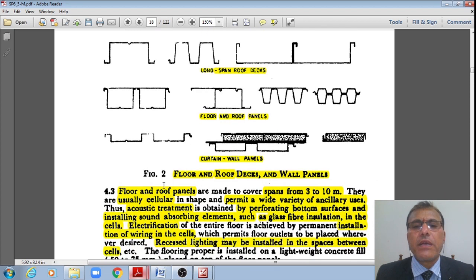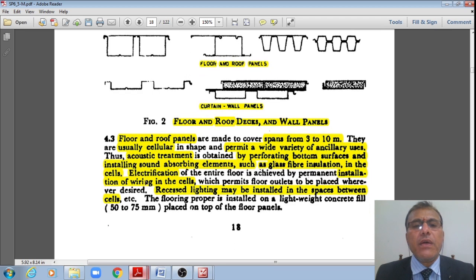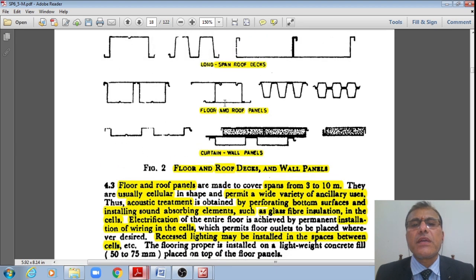Just now we have seen curtain wall panels, right? Floors and roof panels, the third one is this one. Floors and roof panels are made to cover spans of 3 meters to 10 meters and they are usually cellular in shape. That is how even just now we have seen in this figure that they are cellular in shape, and permit a wide variety of ancillary uses, right?